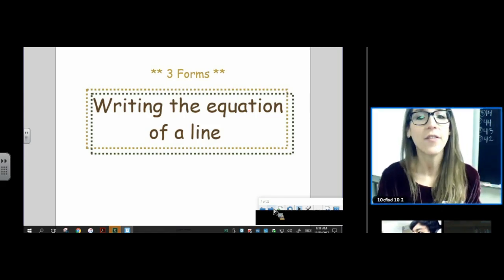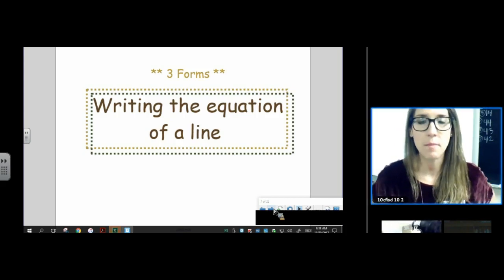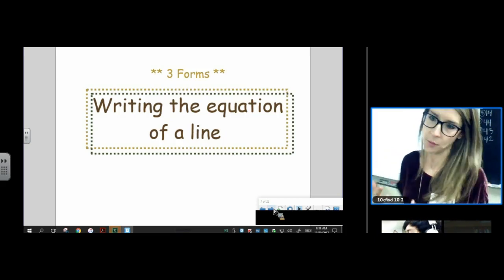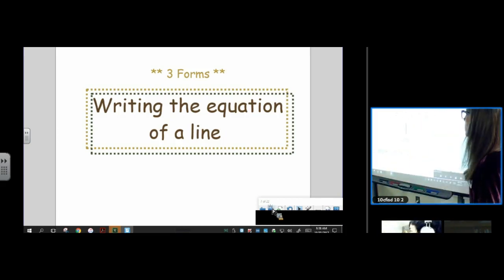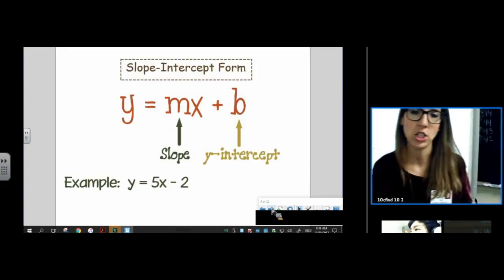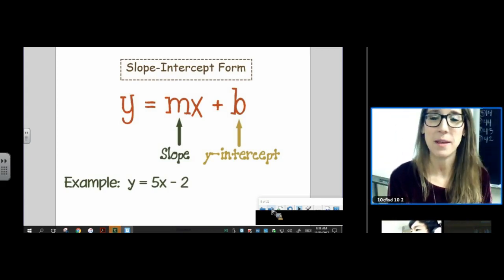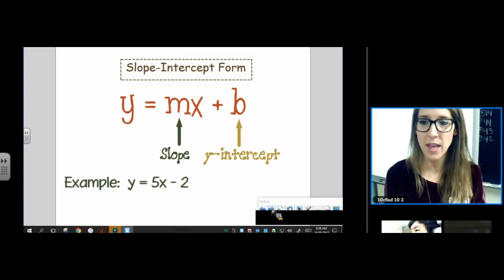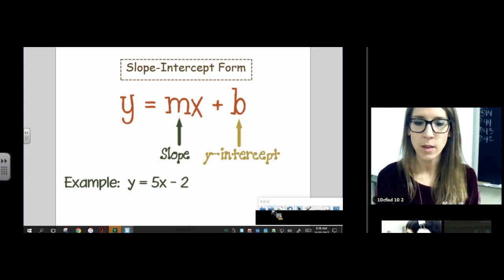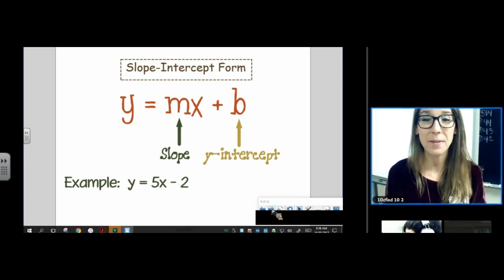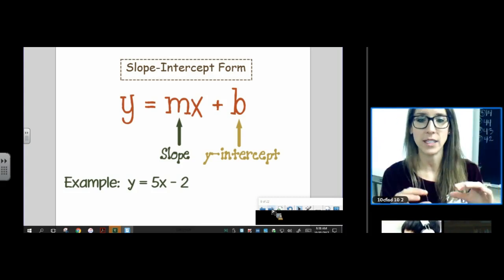Now, there are 3 forms that most mathematicians use when writing the equation of a line. So let's just write down the 3 forms in our notes. You don't even need to write down the example, just the forms. Our favorite one, and the one we're going to spend the most time on, is slope-intercept form: y equals mx plus b. We already talked about that last week when we dealt with slope, so just quickly write it down, that way you have all 3 forms together.